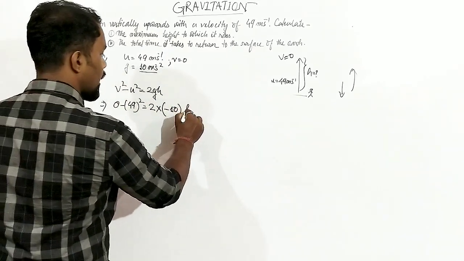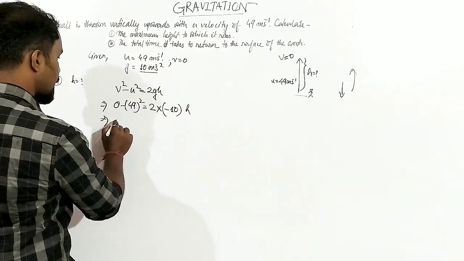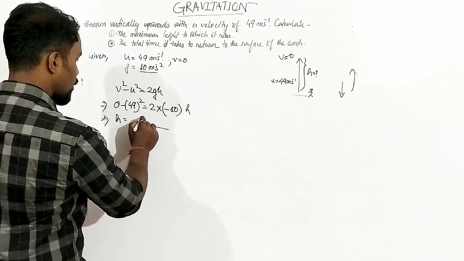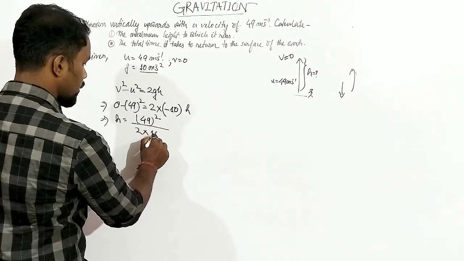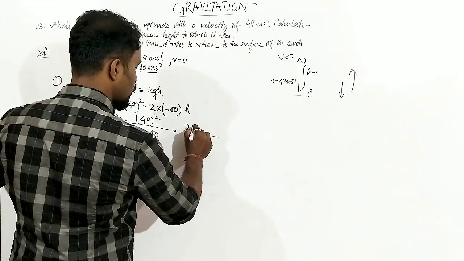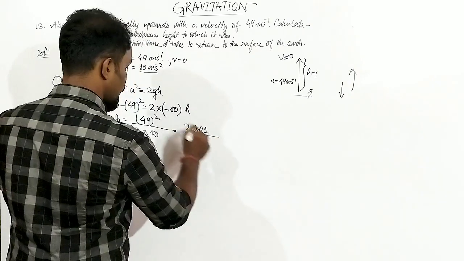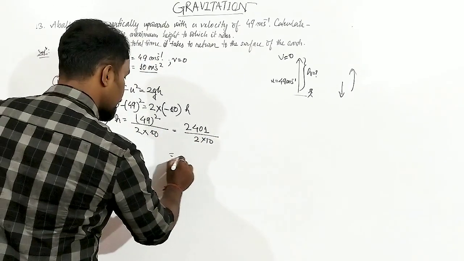Now I have to calculate the height. So that minus and that minus are going to cancel out. So h equals 49 square upon 2 into 10. That 49 square, if you solve it, you are going to get 2401 by 2 into 10. So again I am going to solve this a little bit.